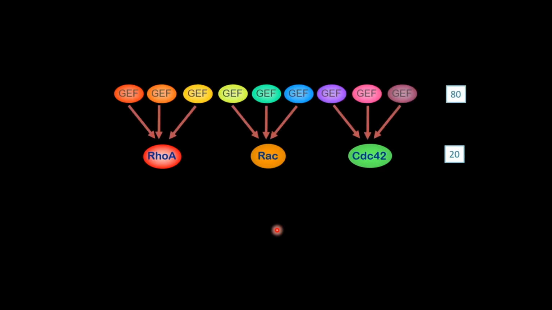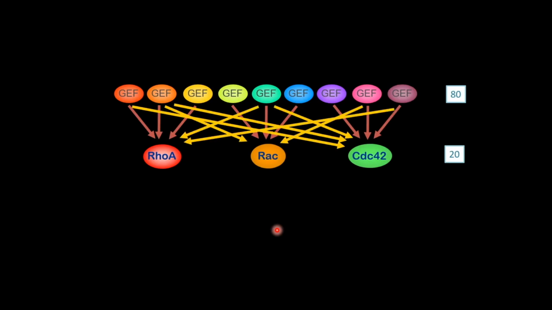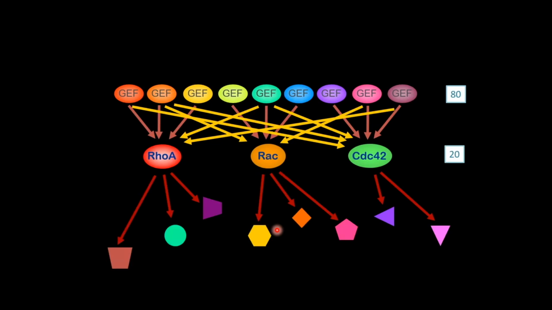For example, if you have the 3 GTPases that I mentioned, you have a much larger number of Rho GEFs that can activate them. And then to complicate this a little bit further, you have some Rho GEFs that can activate more than one GTPase. And then, of course, when you're looking at the downstream effectors, you have almost 100 effectors that can be activated by different Rho GTPases. And again, the same problem: some Rho GTPases can activate more than one effector.